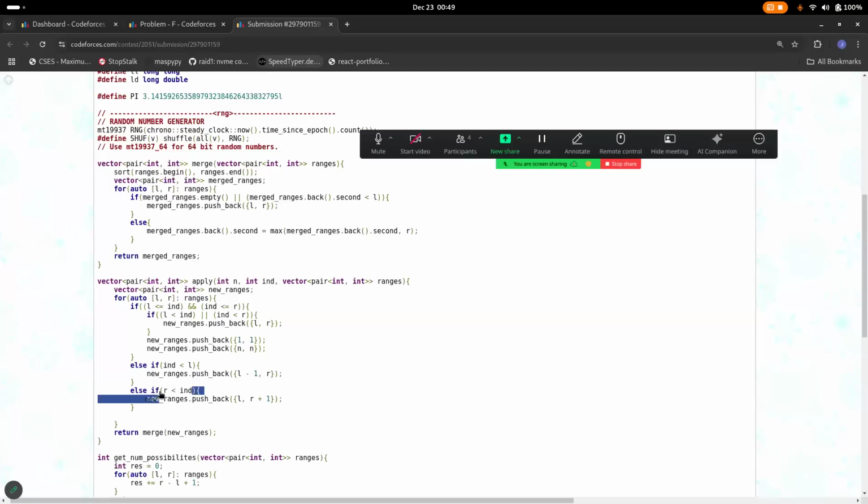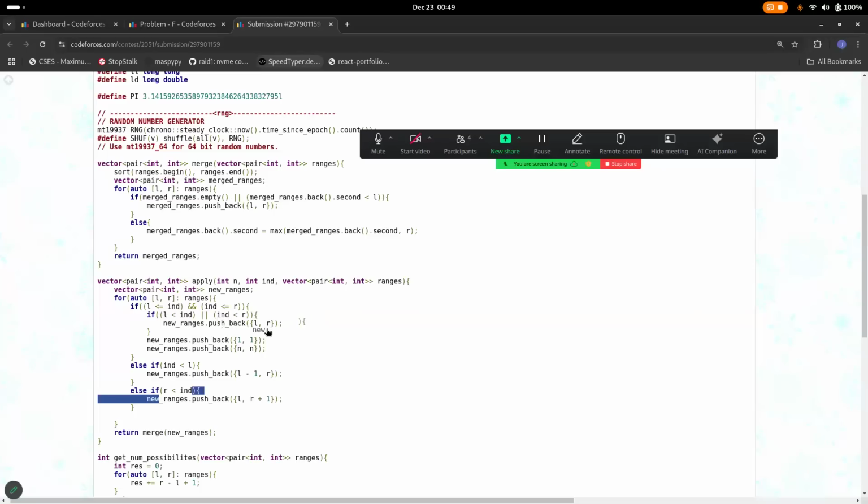If the index lies to the right of R, that would push the whole thing to the right. So that would become L to R plus 1. And if it lies in between, like as we discussed, if there's something other than just M and M, in that case the index would equal L and the index would equal R.